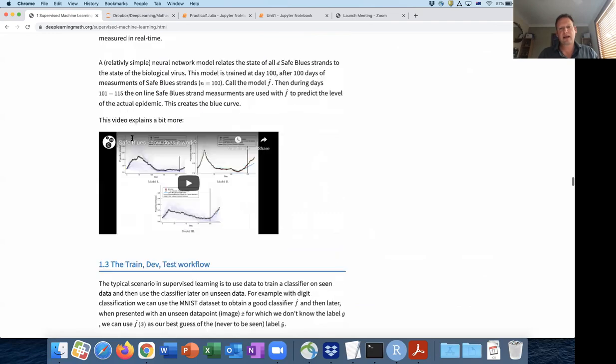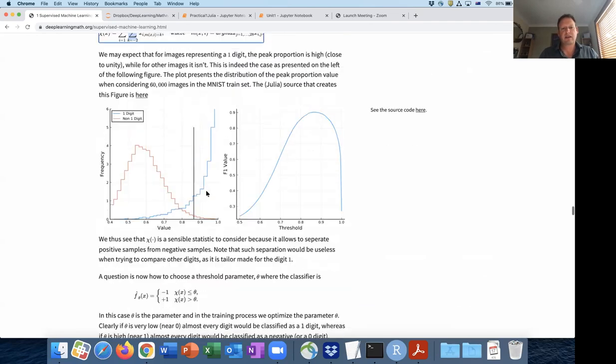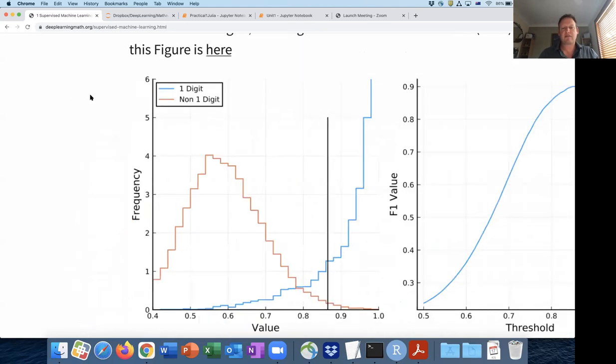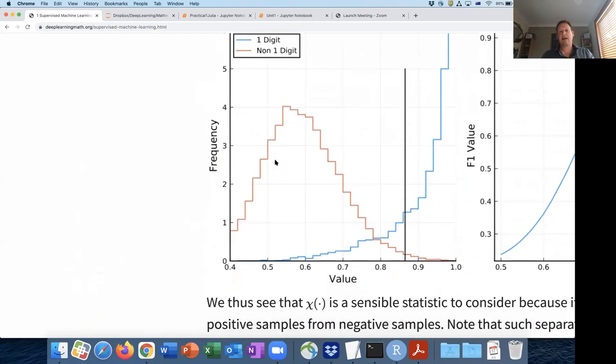And once we do that, at this point only look at the left-hand plot here, okay? If you plot this quantity, the brightness of the pixels, for negative examples, for non-one digits, then you see that there's quite a lot of mass here. And if you plot them for one digits, you'd see that it's quite a lot here.